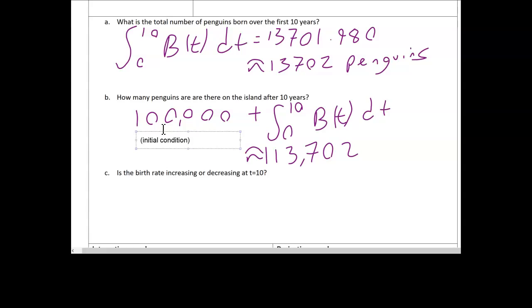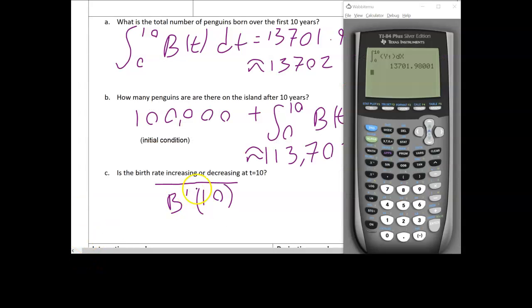And then my last question: is the birth rate increasing or decreasing at time 10? So notice this isn't asking us for a total change, right? This isn't asking us for a sum anymore. This is really just asking us about how the rate is changing, right? So what that tells us is I don't care about the integral for this question. I care about b prime of 10, right? I care about the derivative, because the derivative is going to tell us how this is changing.